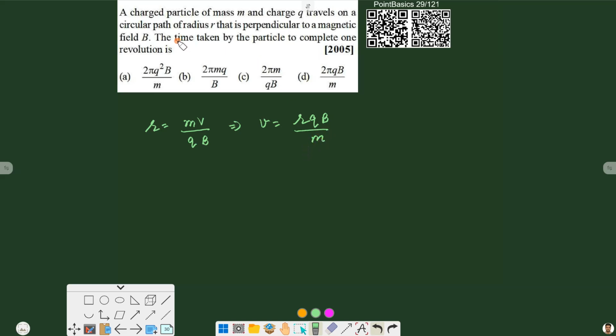Now it is asked to find the time period to complete one revolution. In one revolution, it will travel a path equal to the circumference of the circle, that is 2 pi r, and this distance divided by velocity gives us the time. So from this formula we can find r by v. r by v will be equal to m by qB. So the time period will be 2 pi into m by qB, which is option C. Moving to the next one.